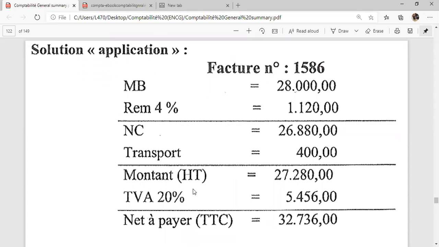So then when it comes to the TVA, which is the part which is most vital, we were only given one individual TVA. So we are going to charge that one individual TVA onto the summation of the two figures above, which is the transport plus the net commercial, which is 20% of 27,280, gives us 5,456. And we add the two again because TVA, we add it, it's a majoration. It gives us the net à payer or le TTC, toute taxe comprise, is 32,736.